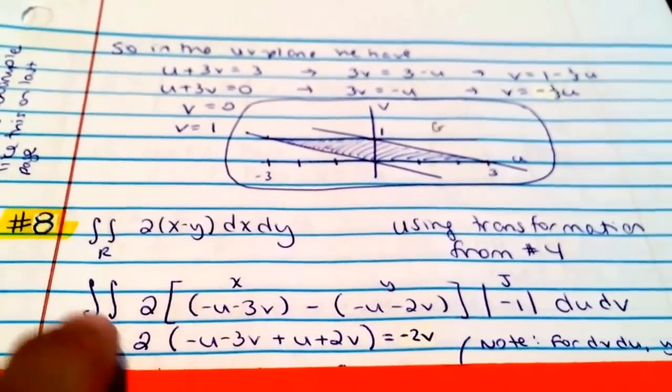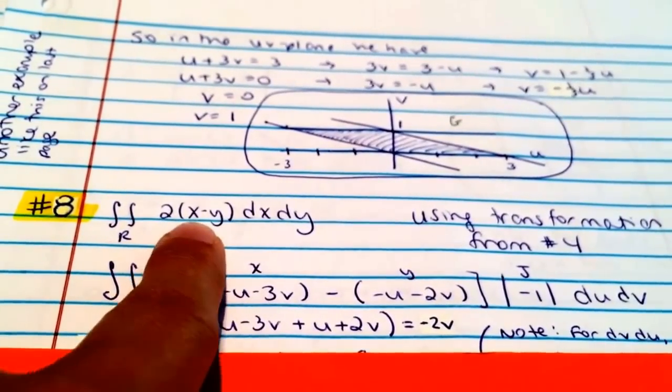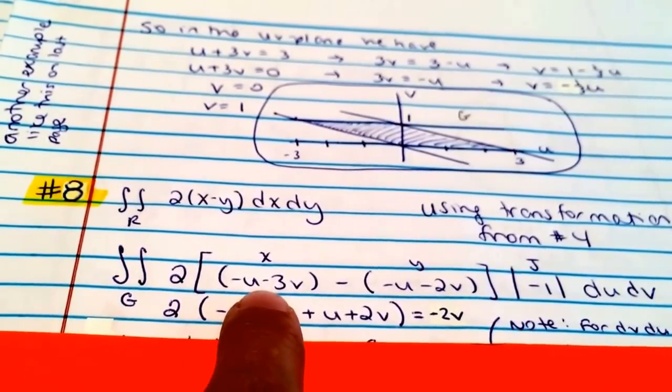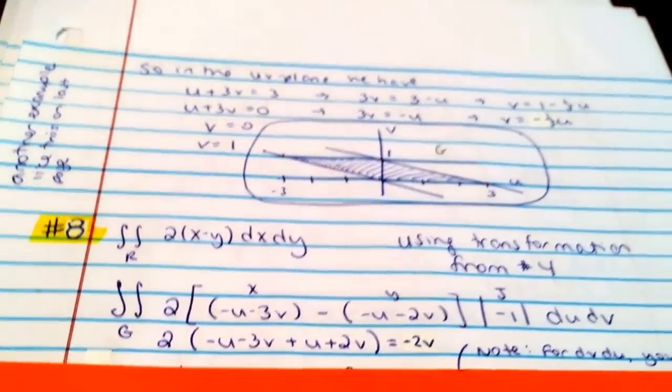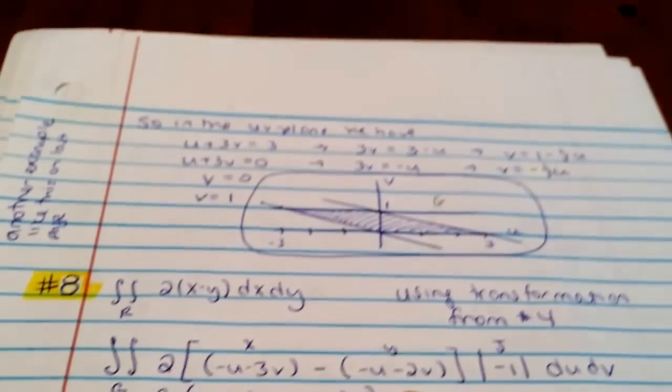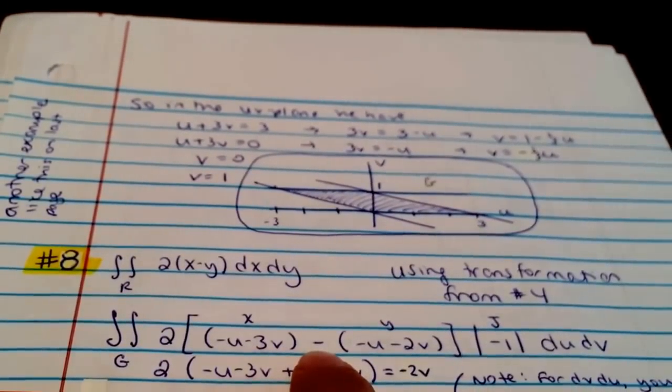I'll get to my bounds in a second. But here I've got to change my function also. So when I change my x, I substitute in for x. This is my x from number 4. Again, if you go back to number 4, there were the equations for x and y in number 4. So that's what I'm using. All right, and there's my y. Here, notice you're going to have to distribute this negative, so be careful.